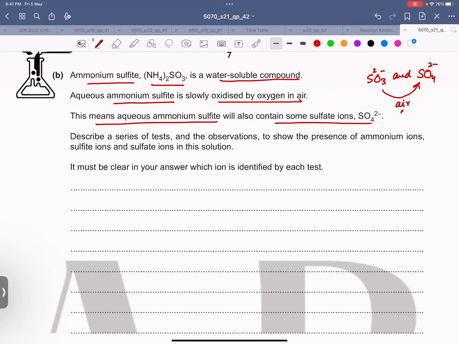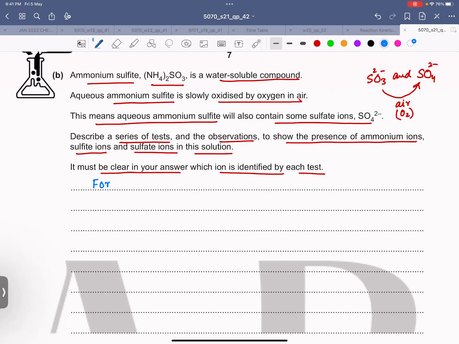Describe a series of tests and the observations to show the presence of ammonium ions, sulfite ions, and sulfate ions in this solution. It must be clear in your answer which ion is identified by each test. Okay, so you have to do it for each one of them: ammonium ion, sulfate ion, and sulfite ion. So let's start with the cation, the ammonium ion.